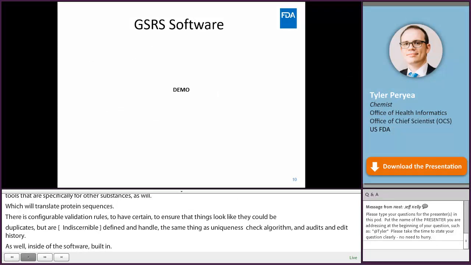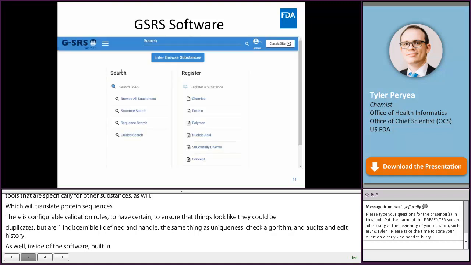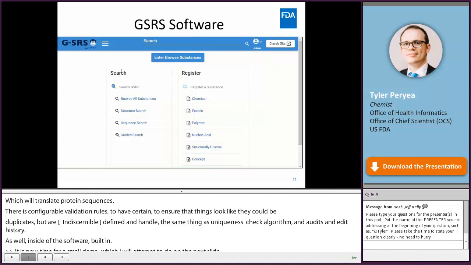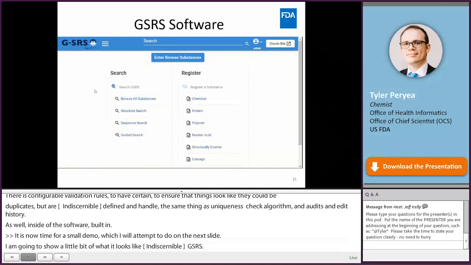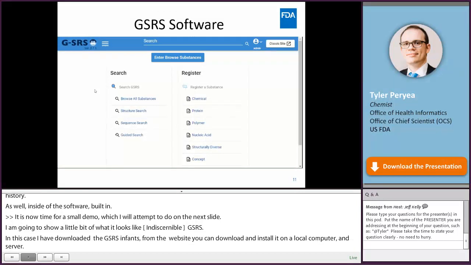It's now time for a small demo, which I will attempt to do on the next slide. I want to show a little bit of what it looks like to register a substance in GSRS. So in this case, I've downloaded the GSRS instance. From the NCATS website, you can download the source code, and you could install it on a local machine, or usually on some sort of server, and then it's self-contained, just by itself. It sets up a database, and then from that database, it gives you a little web interface.